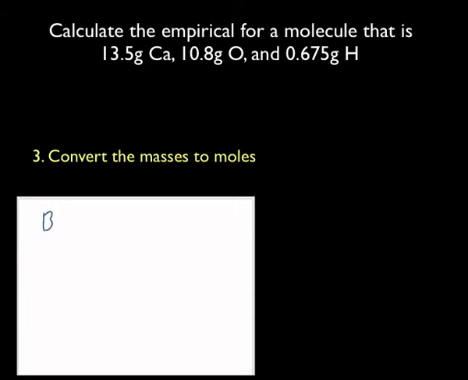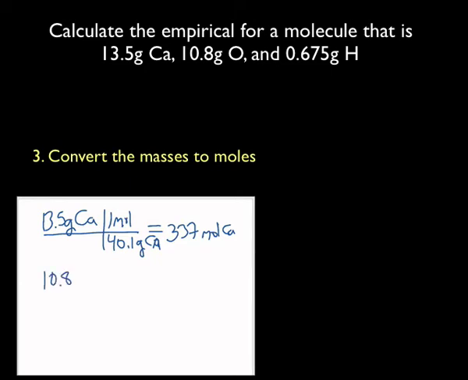We have 13.5 grams of calcium. We need to convert that into moles. The molar mass of calcium is 40.1 grams per mole. We do our calculation, and we get 0.337 moles of calcium. We do the same thing for the oxygen, 10.8 grams of oxygen. And do the same thing for hydrogen.